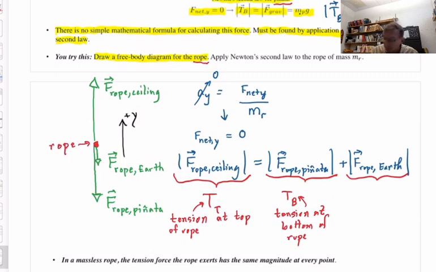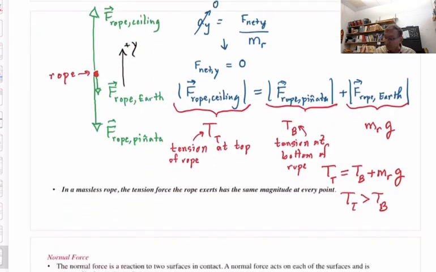And we have a simple canned formula for that magnitude. It's the mass of the particle, in this case the mass of the rope, times gravitational field strength, little g. So in other words, let me go ahead and write it right down here. What has Newton's second law taught me? The tension force at the top of the rope equals the tension force at the bottom of the rope plus m sub r times g. I conclude then that the tension force at the top of the rope is bigger than the tension force at the bottom of the rope. Okay?